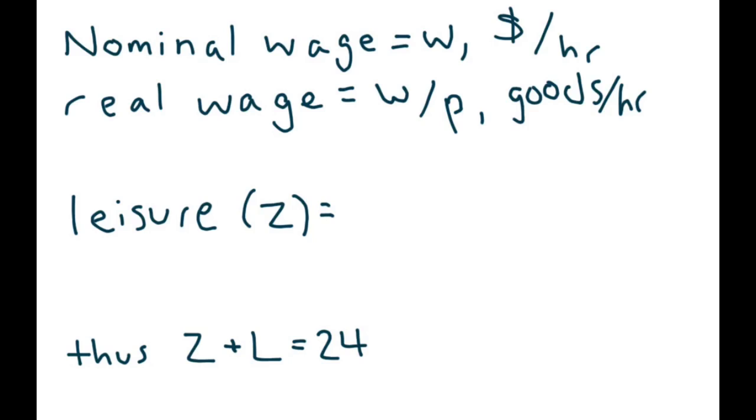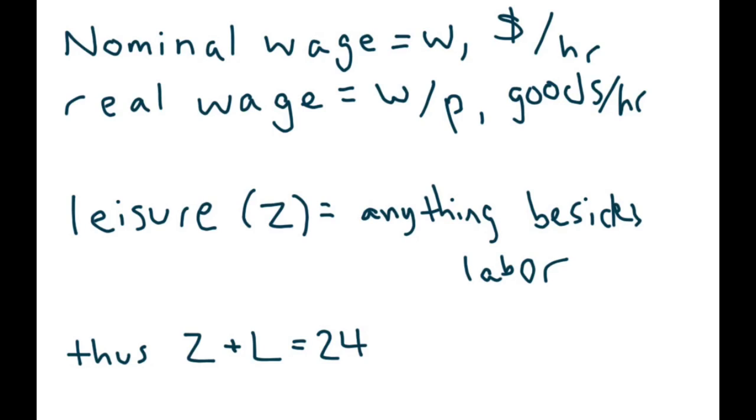We defined leisure and don't really have a good symbol for it because L is used for labor, so we just use Z. And we defined it as any time not spent working. So even if you're at home, changing diapers for your newborn baby, that still counts as leisure. If you're sleeping, that counts as leisure. Anything that's not working for your wage is leisure. Anything besides labor.